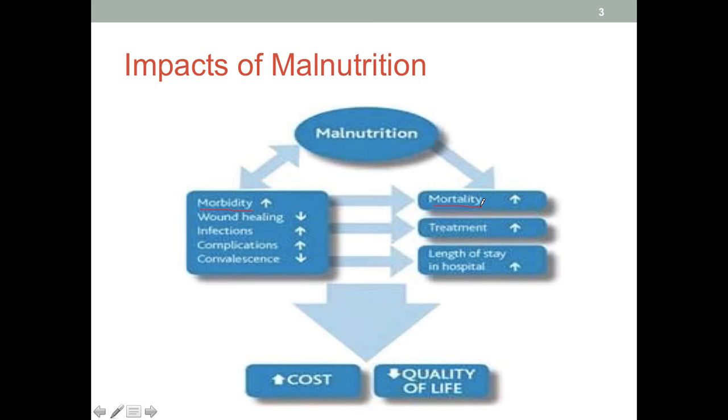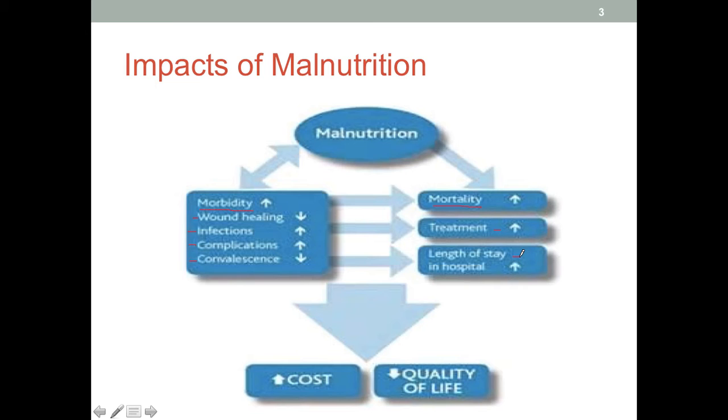The presence of malnutrition during treatment can delay wound healing. It can increase risk for infections as well as complications. And it also can cause delayed convalescence, meaning it takes more time to recover from the illness. This leads to requiring more intense and longer treatments and increasing the patient's length of stay in the hospital.